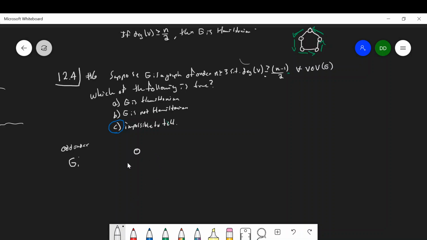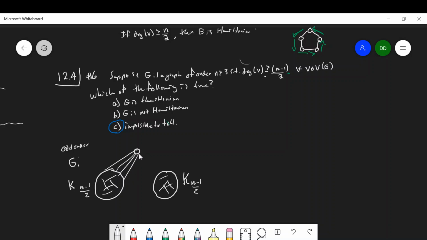So I'm going to take one vertex, and then I'm going to have a blob of vertices here and a blob of vertices here. So here's one vertex there. That means there's going to be (n minus 1) over 2 vertices here. And I'm actually going to put in all the edges. So I'm going to make this guy here a complete graph on that many vertices, K_{(n-1)/2}. All these possible edges are here. And same thing over here. This is going to be K_{(n-1)/2}. All the possible edges are going to be here, and then I'm going to take this vertex and join it up to every single other vertex.